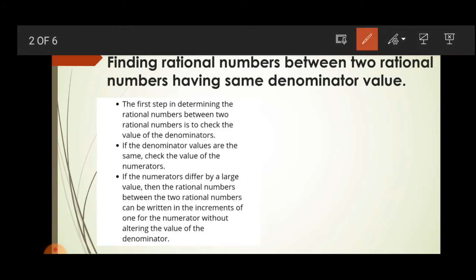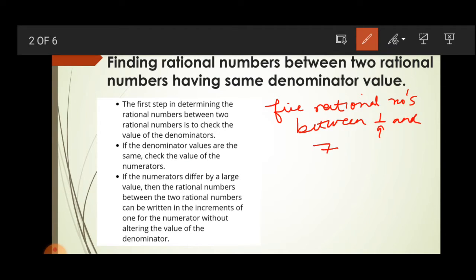For example, 5 rational numbers between 1 by 9 and 7 by 9 are... Here the denominators are the same, the denominator is 9. So 5 rational numbers between 1 by 9 and 7 by 9 are 2 by 9, 3 by 9, 4 by 9, 5 by 9, 6 by 9.